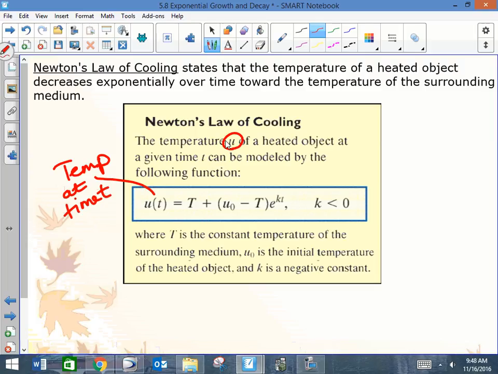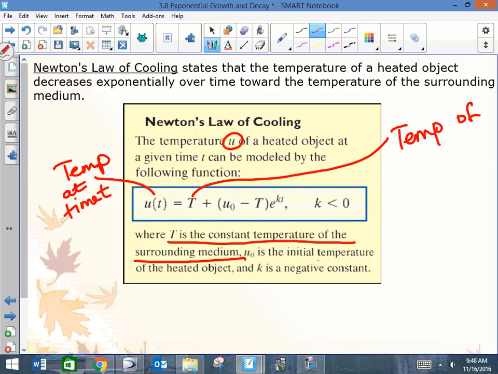It can be modeled by this formula, where T is the constant temperature of the surrounding medium. So this is the temperature of, say, your room, if that's where you were going to put it, or if you're going to put it in the oven, it's your oven temperature. Usually when we're doing cooling, we're taking it out of the oven, putting it in the room, and letting it cool.